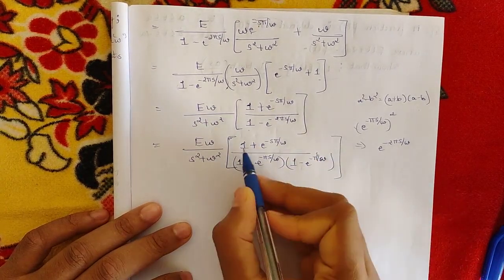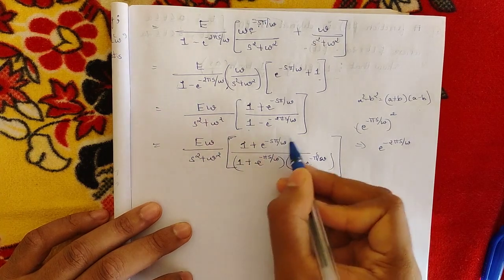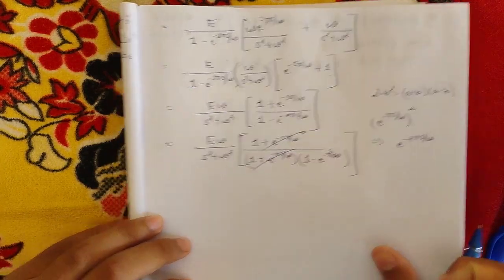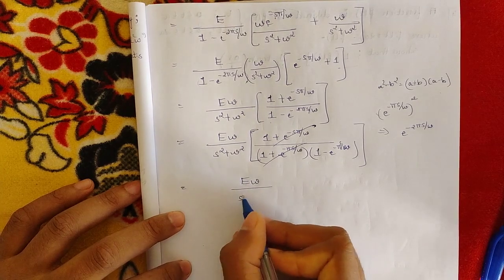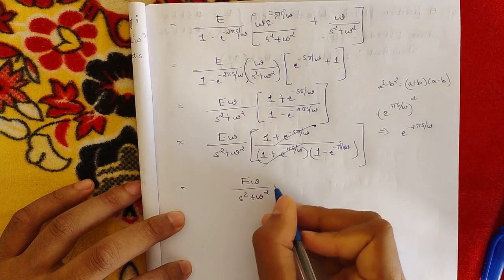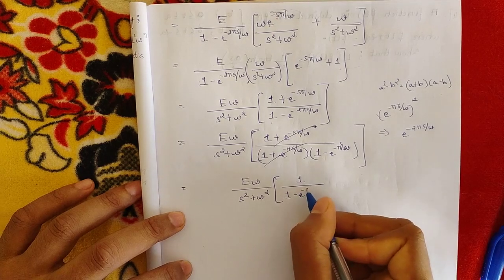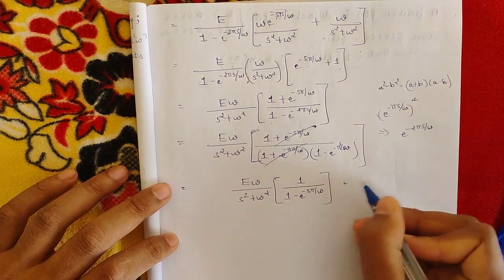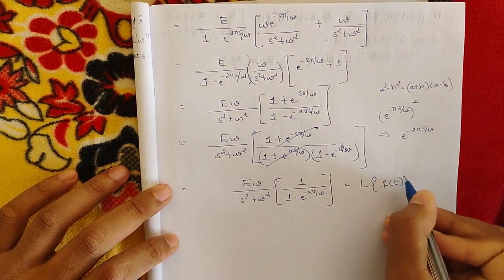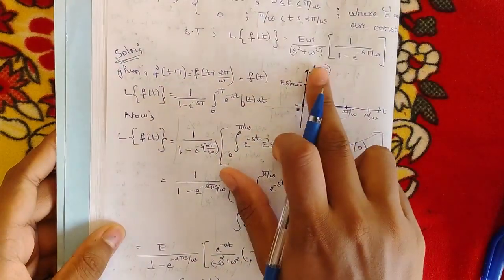Okay, so now 1 plus e to the power minus s pi by omega, and here also we have 1 plus e to the power minus s pi by omega. So these two terms would be getting cancelled. So we are left with e omega divided by s square plus omega square into 1 divided by 1 minus e to the power minus s pi by omega. So this only we needed to prove, right, in the question. So that we have proved here. Okay.